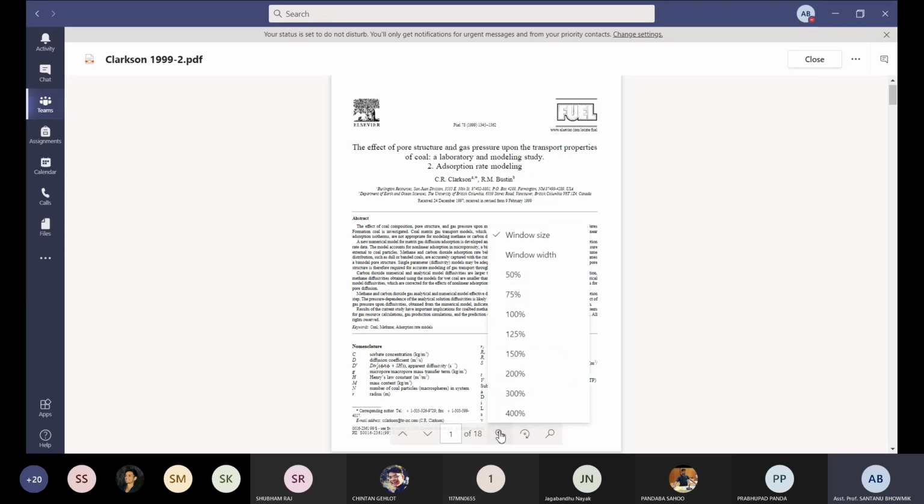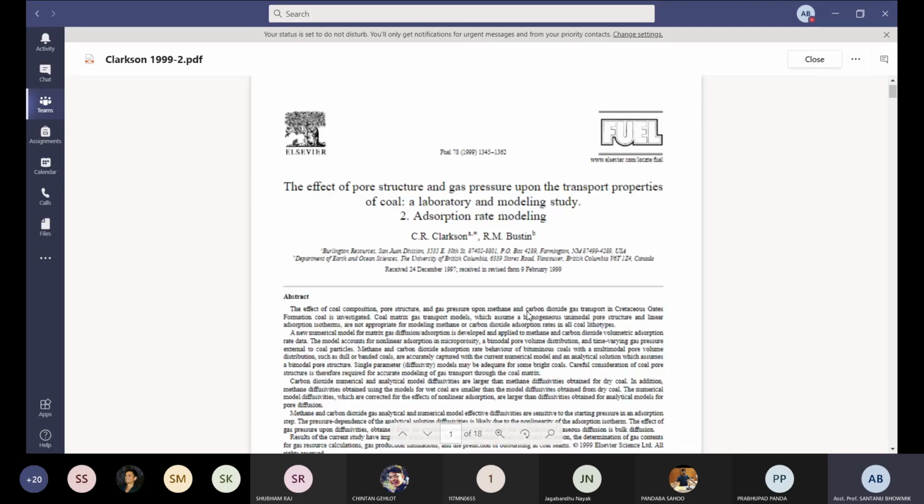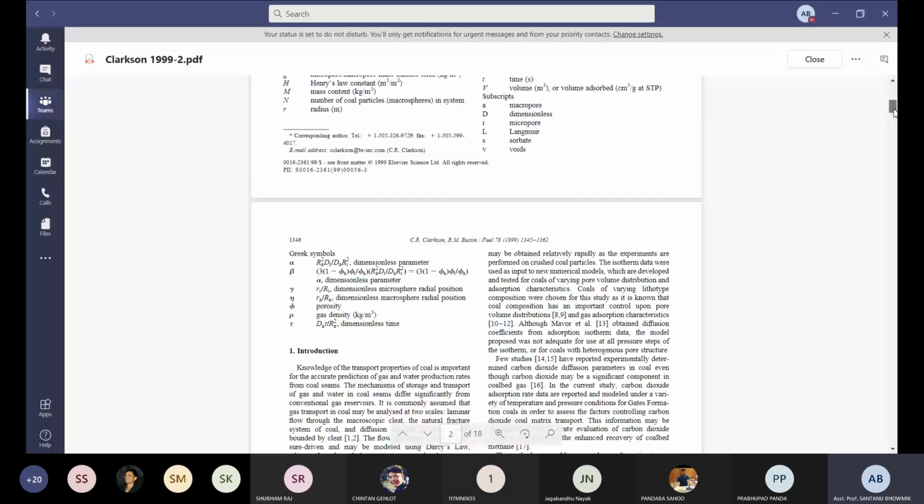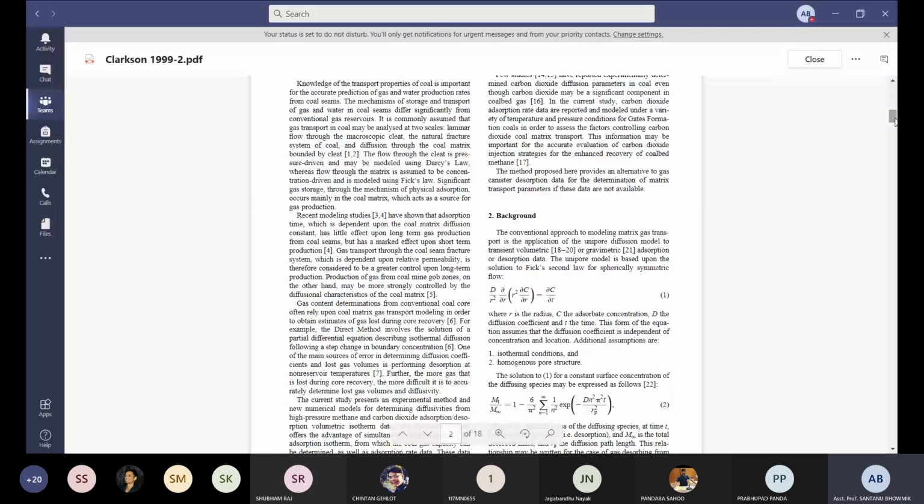Now this is another good paper. What are they going to do here? They look at the pore structure and variation of the gas pressure, and how the pore structure affects transport. Here they find the adsorption rate modeling, which means how methane and carbon dioxide adsorption takes place with time, and they model the data. They take the same adsorption results they had taken earlier. There is no particular experiment here. This is the calculation part only.